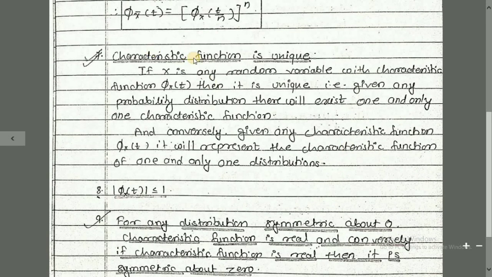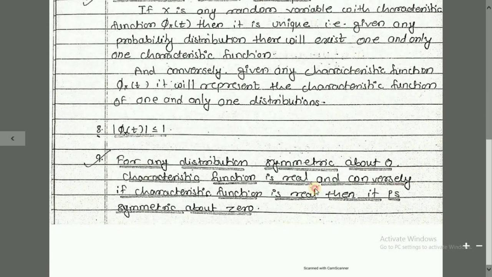Seventh property is that the characteristic function is unique, always unique. Unique means a distribution has one and only one characteristic function. So just remember, characteristic function is unique. And the eighth property is that mod of phi X of t is always less than or equal to 1.